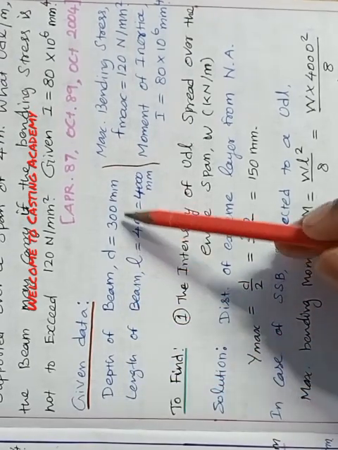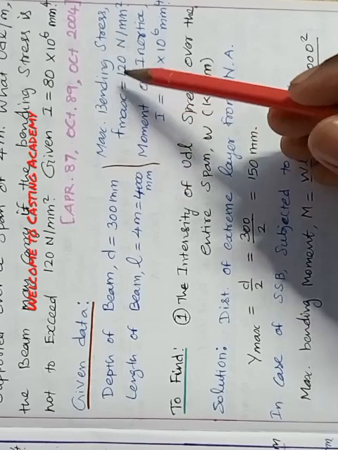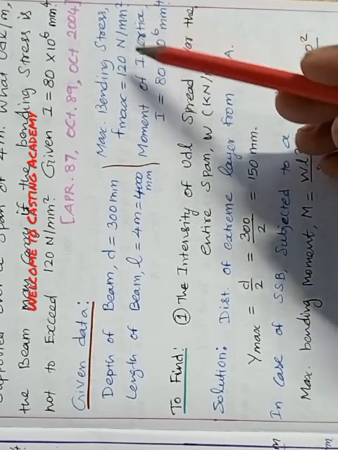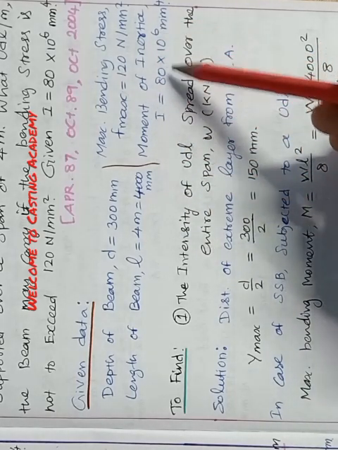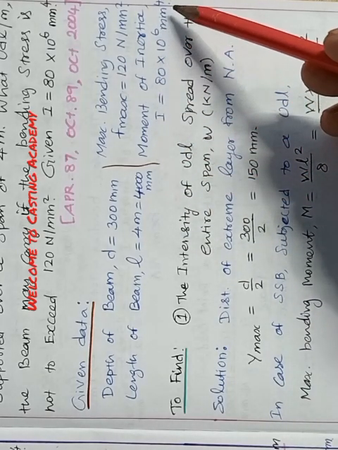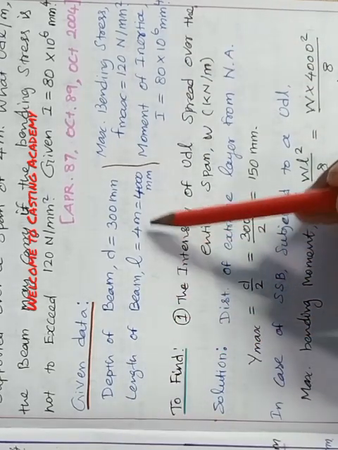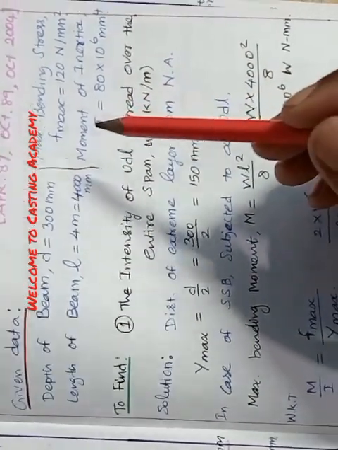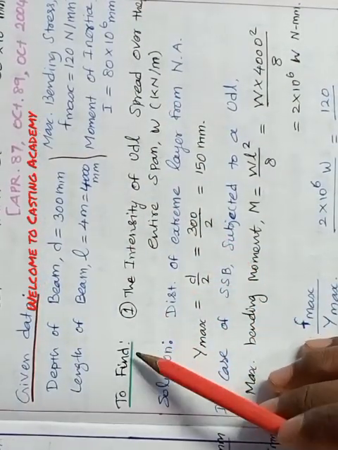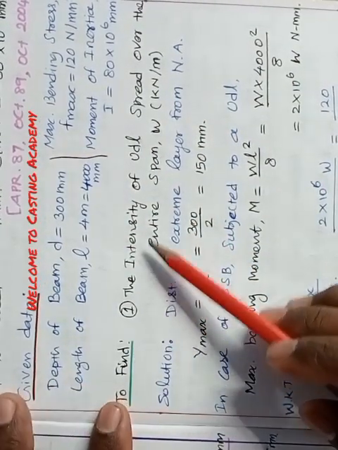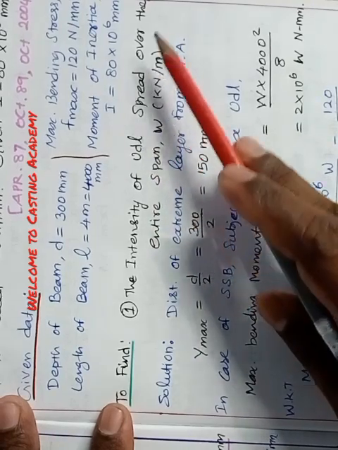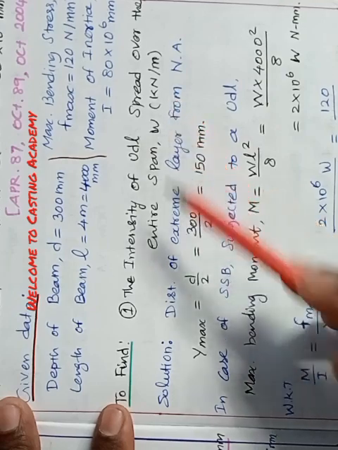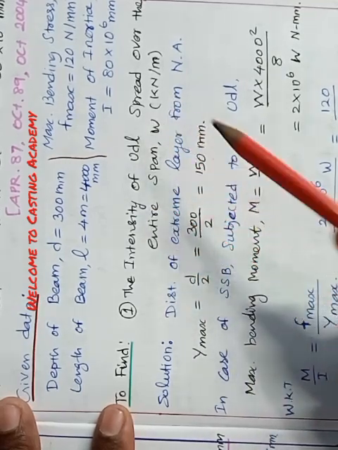Depth of the beam D equal to 300 mm. Maximum bending stress F max equal to 120 Newton per mm square, and moment of inertia I equal to 80 into 10 power 6 mm power 4. Length of the beam equal to 4 meter, that is 4000 mm. So we find the intensity of the UDL spread over the entire span W kilonewton per meter. Just we find the intensity of the UDL.